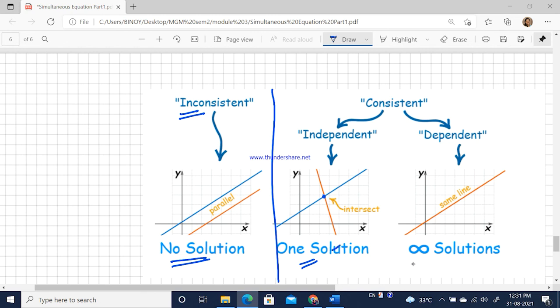For infinite solutions, all the equations will be on the same line, then we can say that they are consistent and dependent. Hope this much is clear for you.